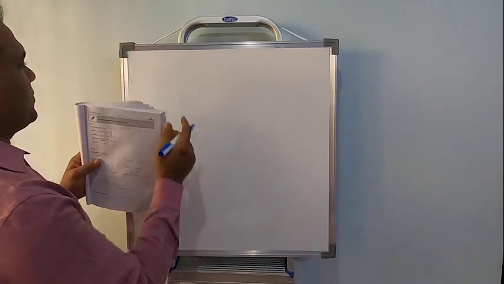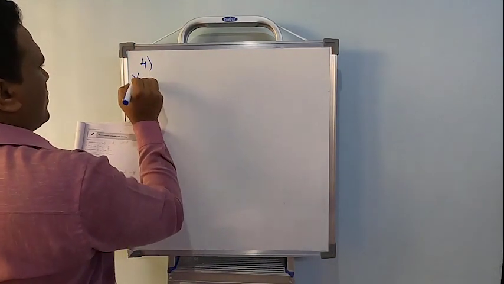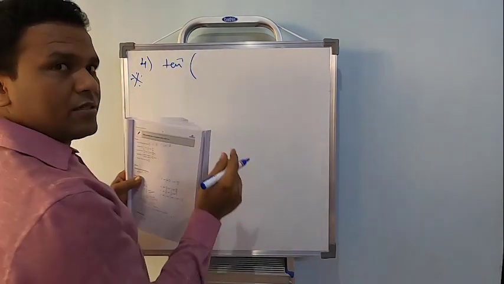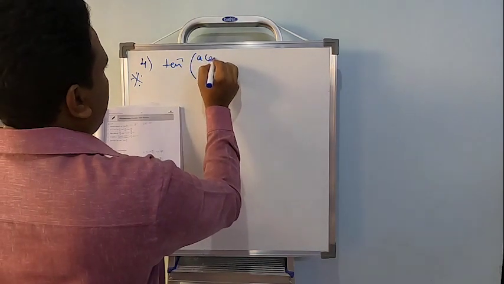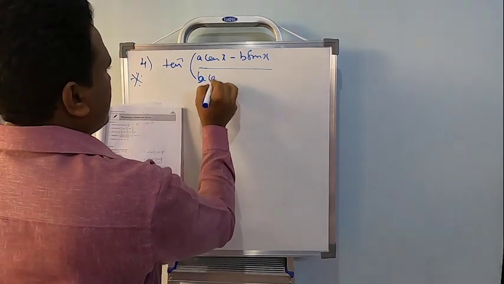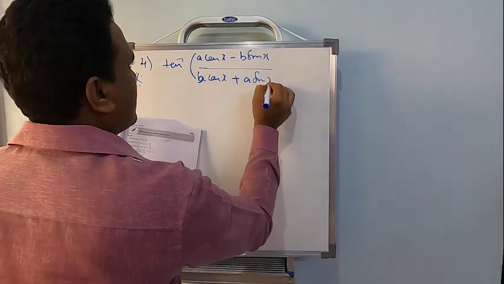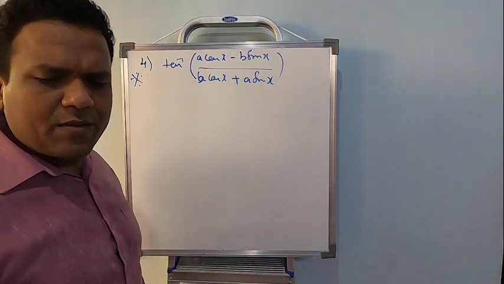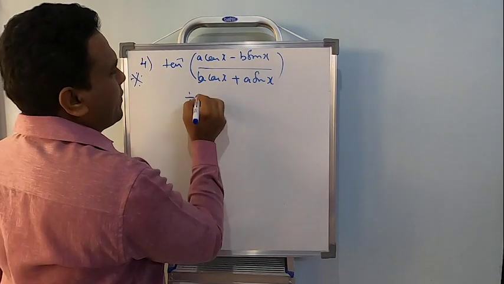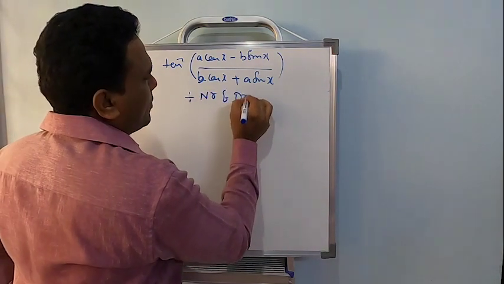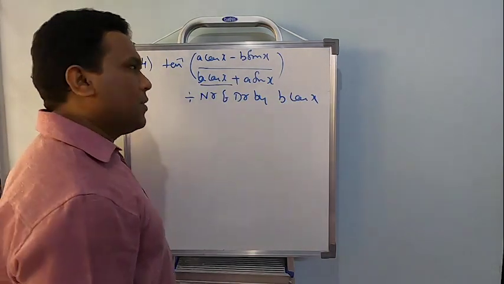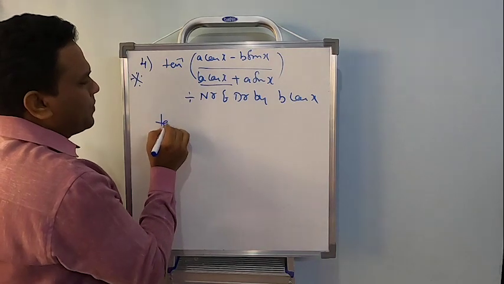Now let me take this fourth one. An important one. Many times this is given. What they say is simplify tan inverse of (a cos x minus b sin x) by (b cos x plus a sin x). A similar kind of problem is being done in the worked examples. Now what I will do here is divide numerator and denominator by b cos x, a term which is present here. Why b cos x, we will see later.